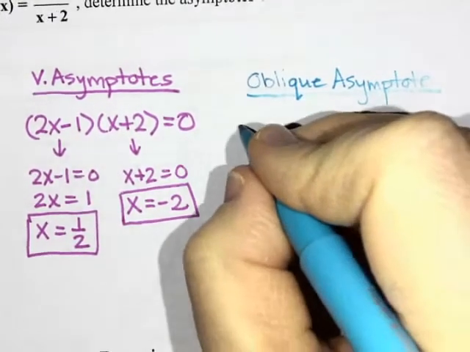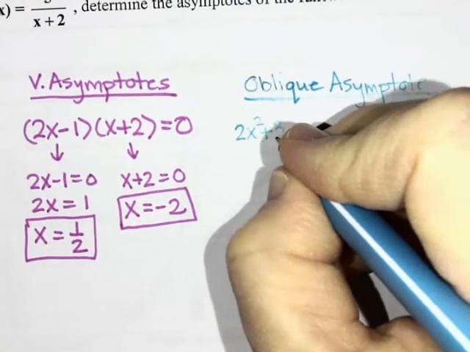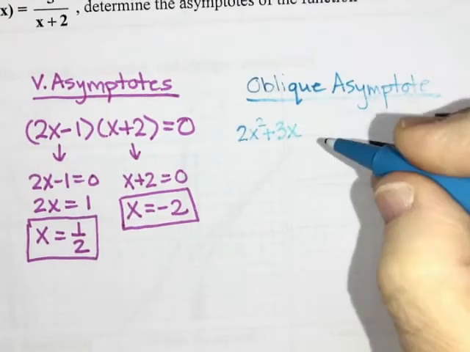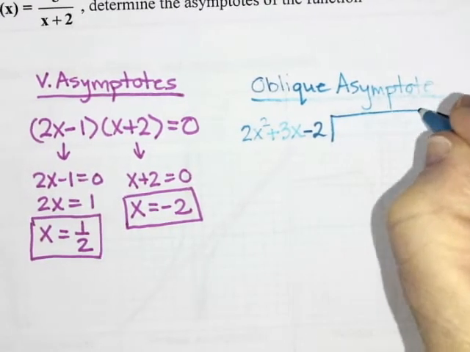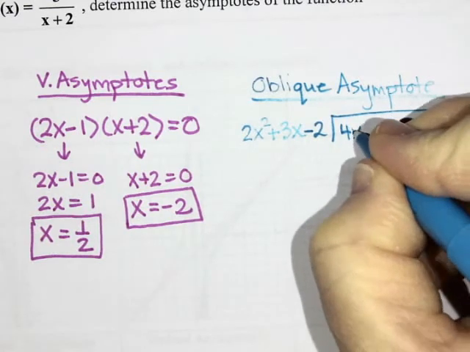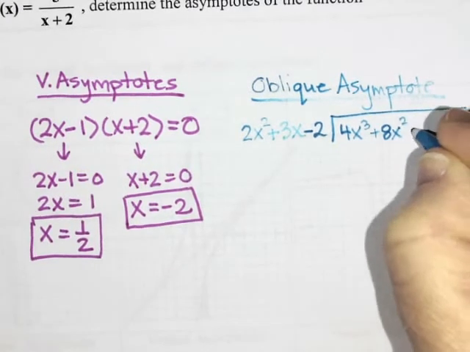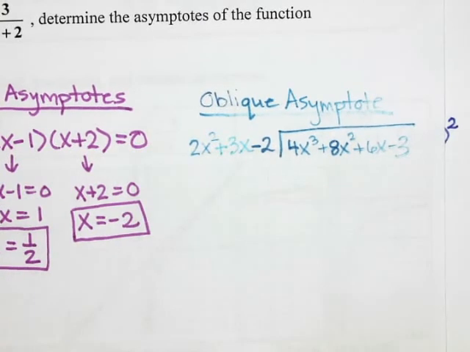All right, so I want to know how many times does 2x squared plus 3x minus 2 go into 4x cubed plus 8x squared plus 6x minus 3? I'm just going to use the blue one.